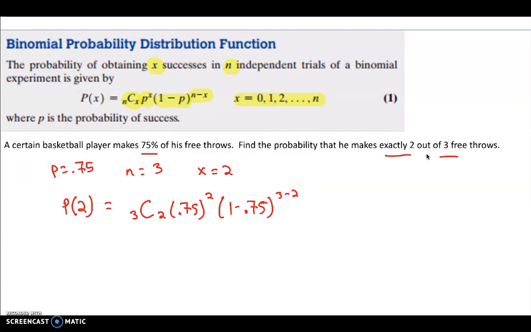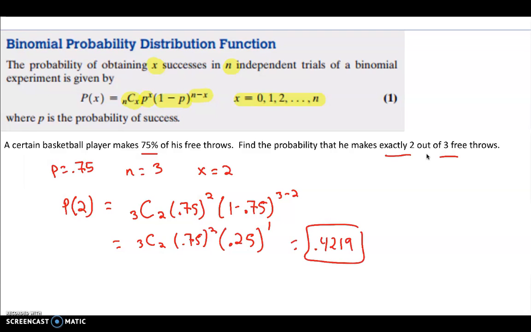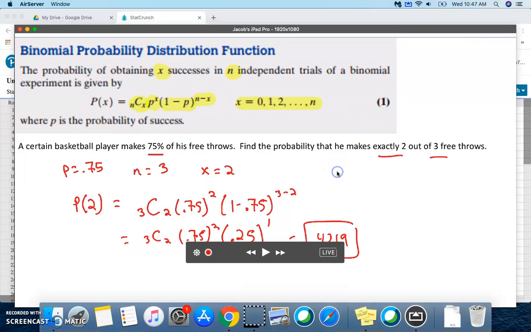Okay, so to be a little bit more simple, you would do 3 choose 2 times 0.75 to the second, and then times 0.25 to the first. And this would be 0.4219. So there's a 42.19% chance that someone who shoots 75% in free throws will make exactly 2 out of the 3 free throws. And that's just an example of our probability distribution function.